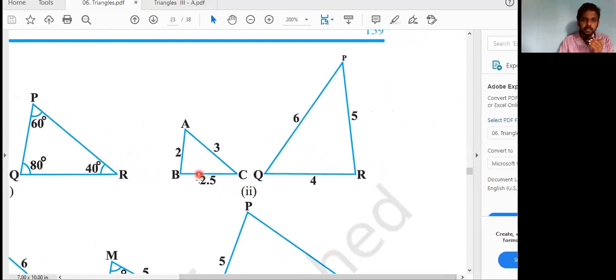So check the second one. So I have 2, 3, 2.5, 4, 5, 6. If you are checking this here, AB divided by PQ, I'm having it as 2 by 6.